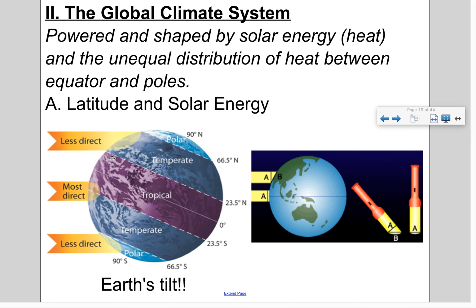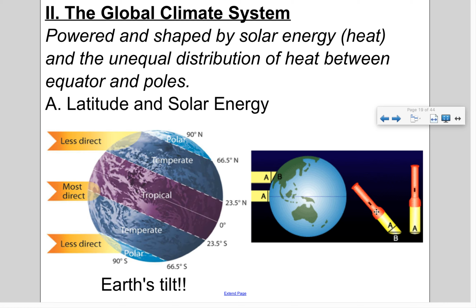So with latitude and solar energy, most direct sunlight tends to be near the equator, kind of in this tropical region. Okay. And as you move up or down from that tropical region, sunlight that hits Earth gets less direct. It gets more spread out. So you can actually do this with a flashlight. If you have a flashlight and it goes straight up and down, the light is way more concentrated, okay? And it's just because of that you get higher radiation or heat, solar energy.